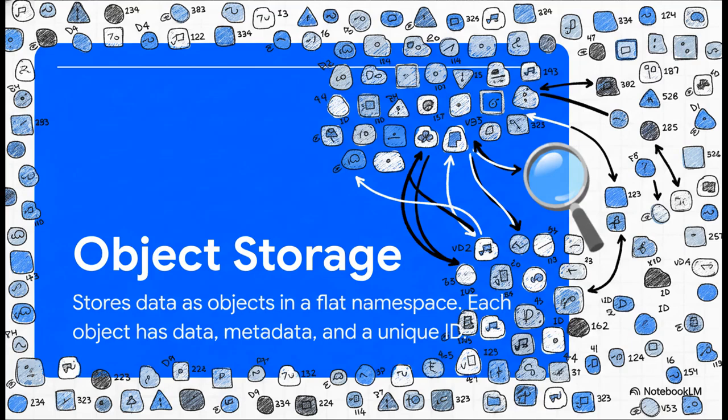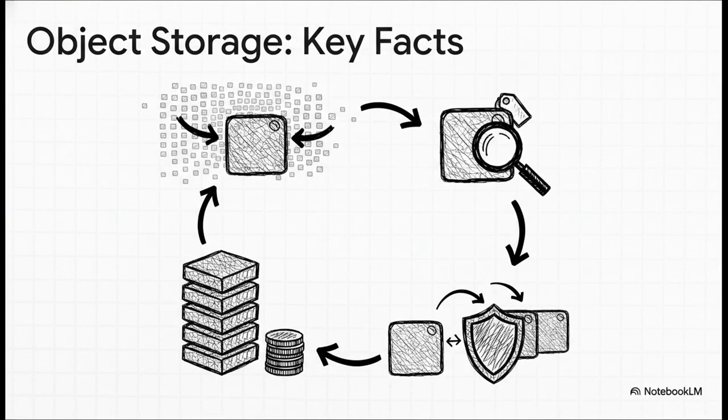Your photo, your video, your backup, it all gets bundled into a single package with the data itself, some extra descriptive info called metadata, and a completely unique ID number. There are no folders, no hierarchy. To get your data, you just ask for it by its unique ID, usually with a simple web request. And this is why object storage is literally the backbone of the modern cloud.